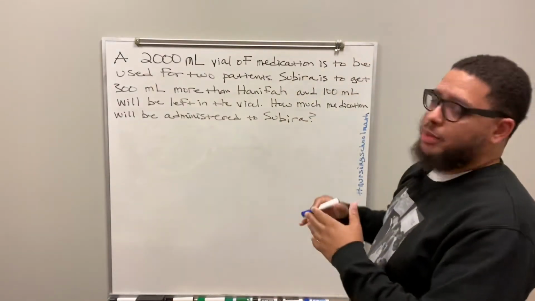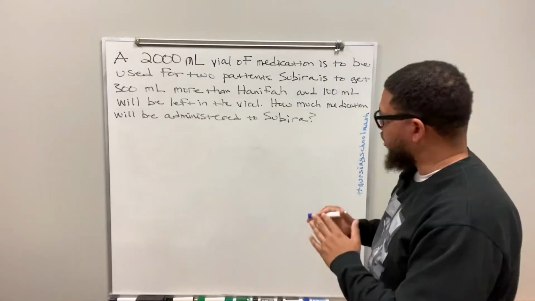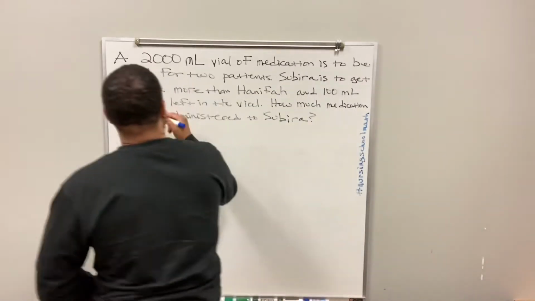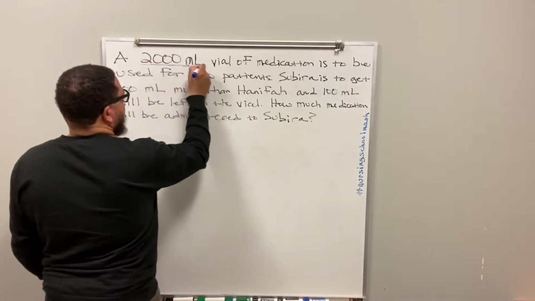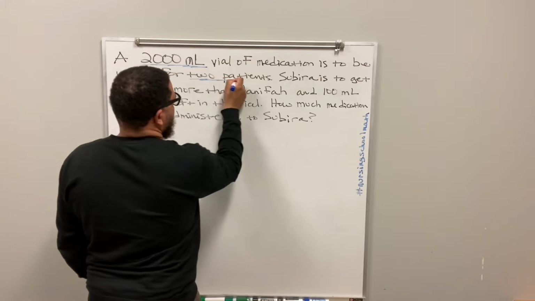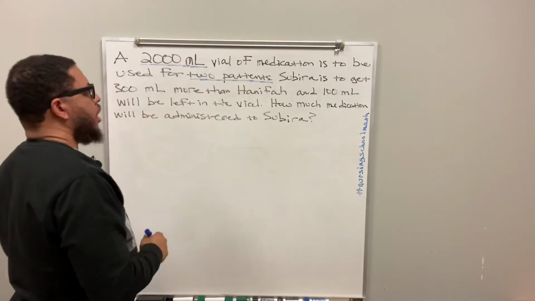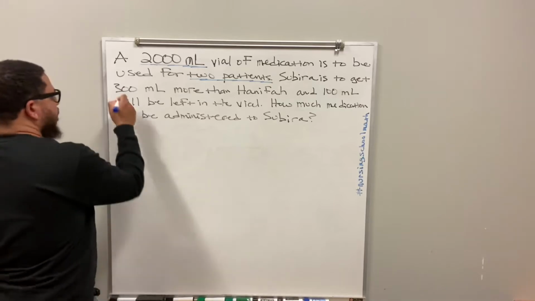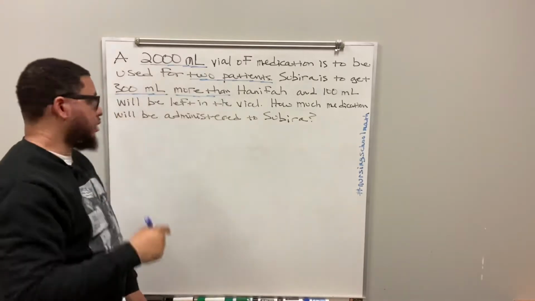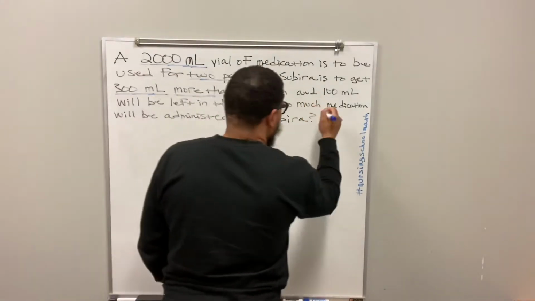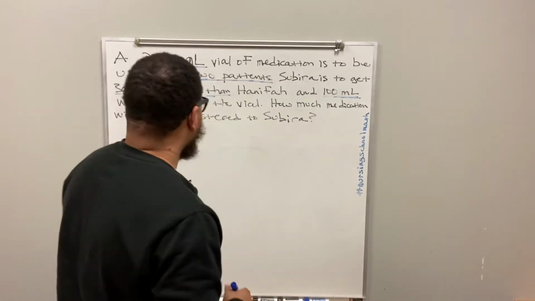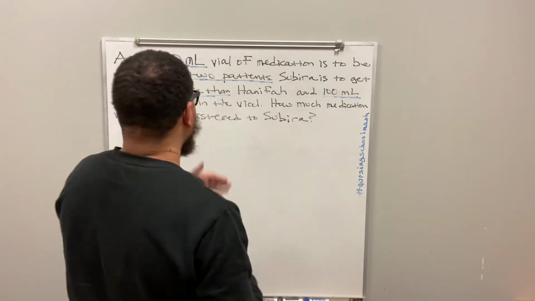So first, because it's a word problem, let's pull out some key information, some key elements. So 2,000 milliliters, that's important, so I'm going to underline that. 2 patients, that's important. Sabira is going to get 300 milliliters more than, that's going to be important when we set up our equations. And this part right here, this 100 milliliters will be left in the vial, that's going to be important. And how much medication will be administered to Sabira?